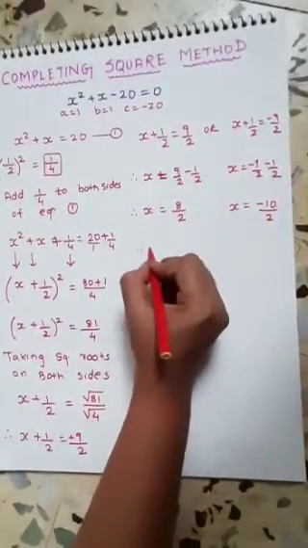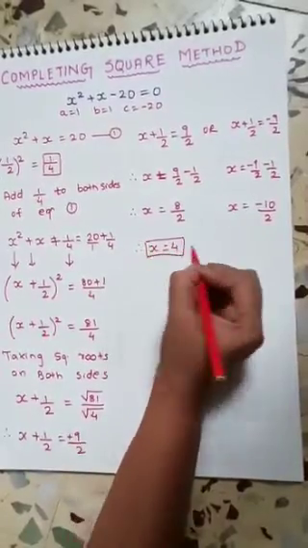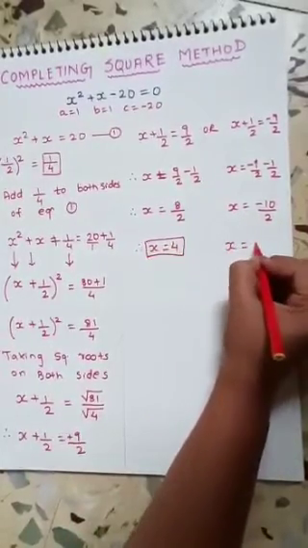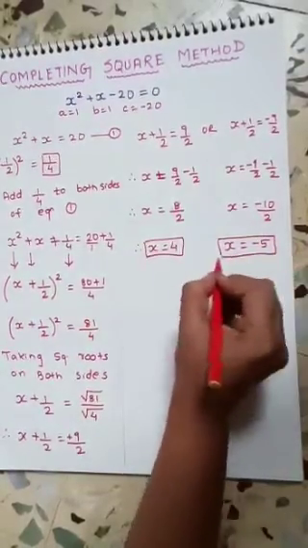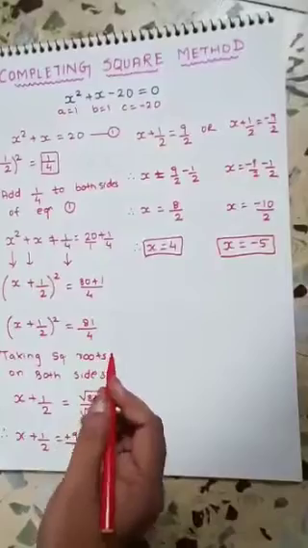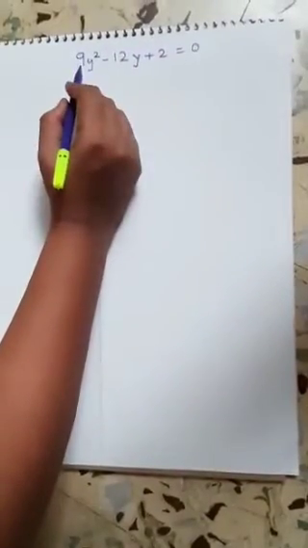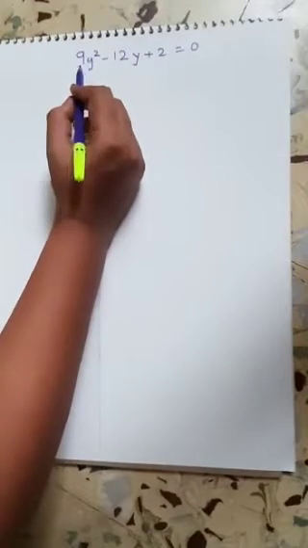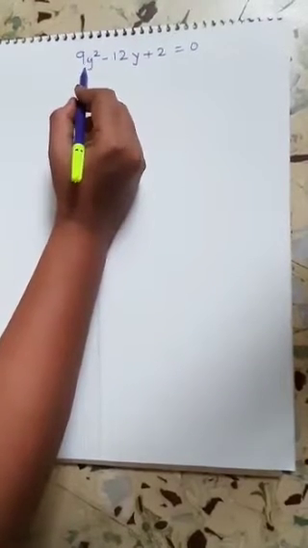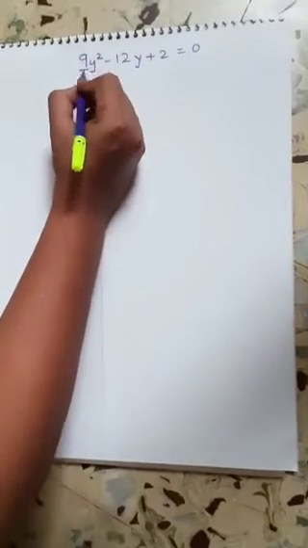Therefore divide it, x is equal to 4, that's your first solution, and x is equal to negative 5, that's your second solution. So this is how you find the factors by completing the square method. Okay, now in the next example, 9y square minus 12y plus 2 is equal to 0. But if you see, the coefficient of y square is 9, and as I said, we want the coefficient as 1. So let's divide everything by 9.